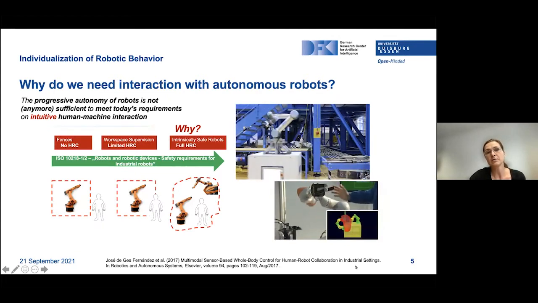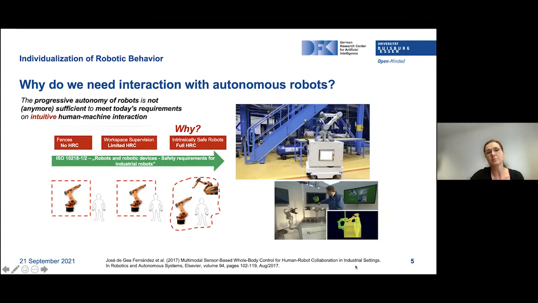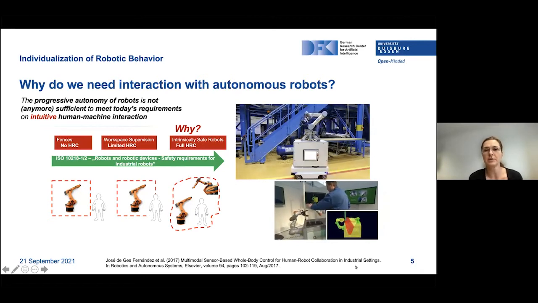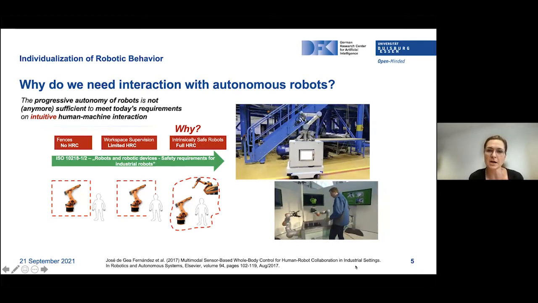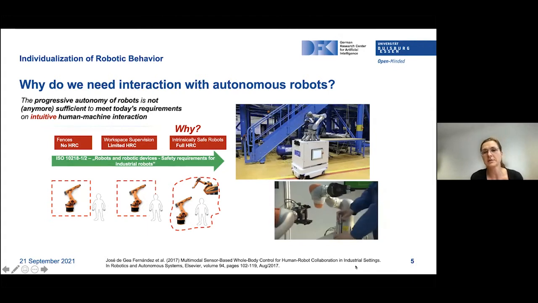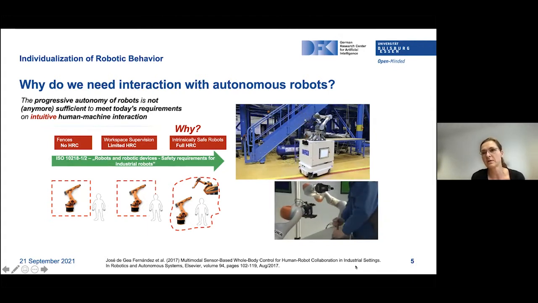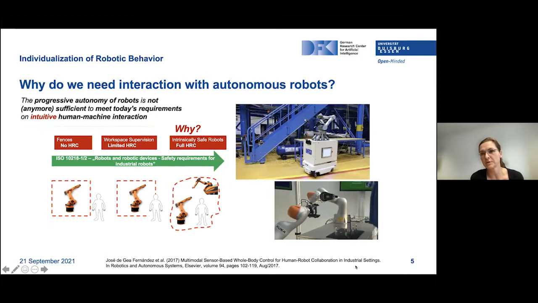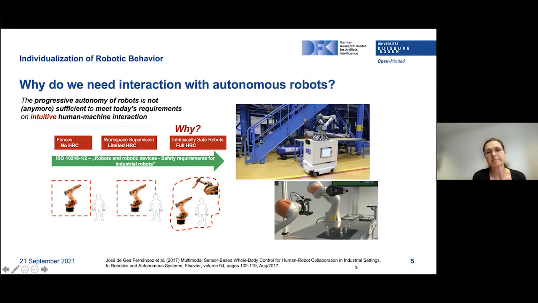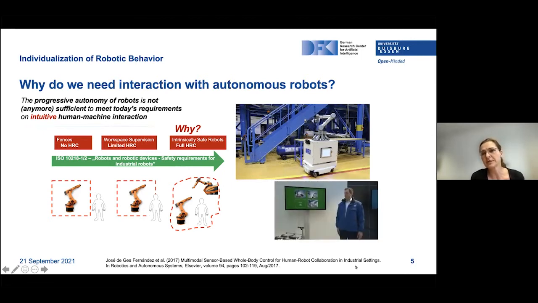And why is it not any more sufficient? Because we had robots in the past, as you all might know, in building cars and things like that. And these robots were behind fences. So they were not in contact with humans at all. And even in industry, there is a big change.